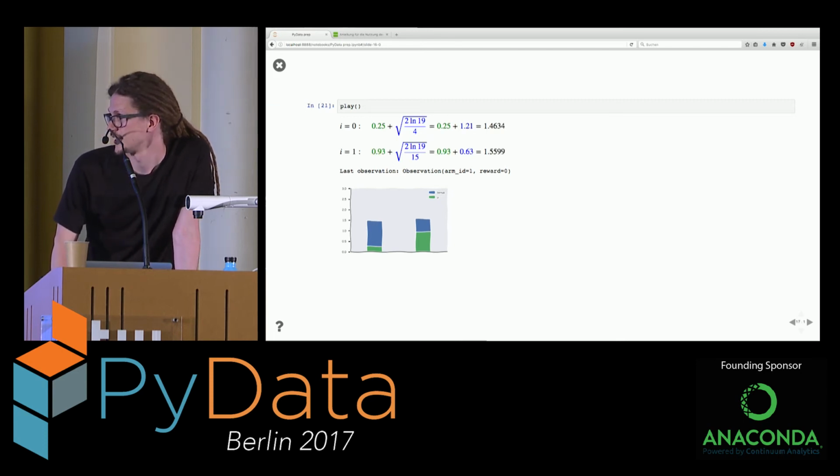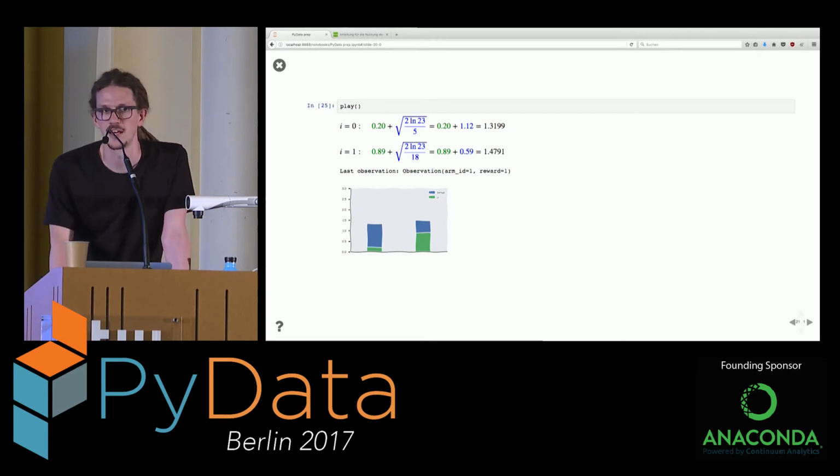And what you can also see is that the total uncertainty, the bonus, decreases over time. So when we have played quite a few rounds, it's less likely that the blue is going to be pretty big.